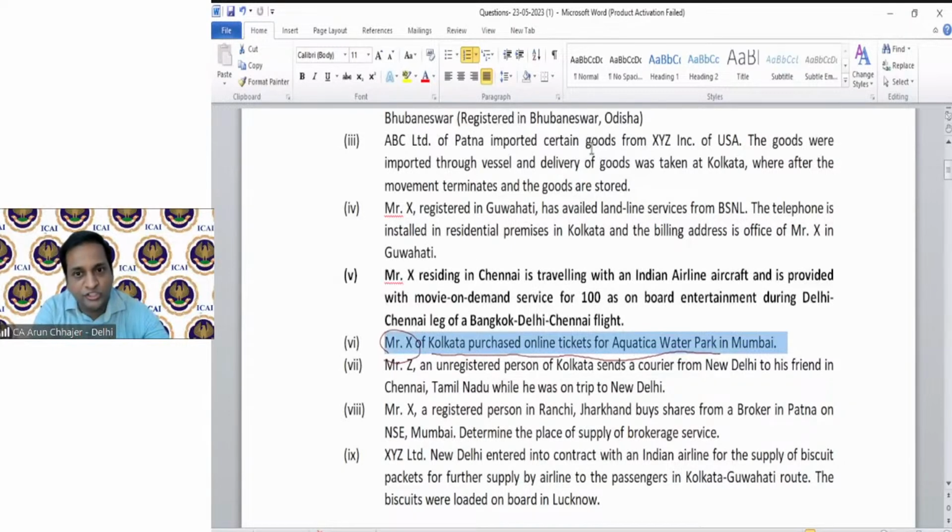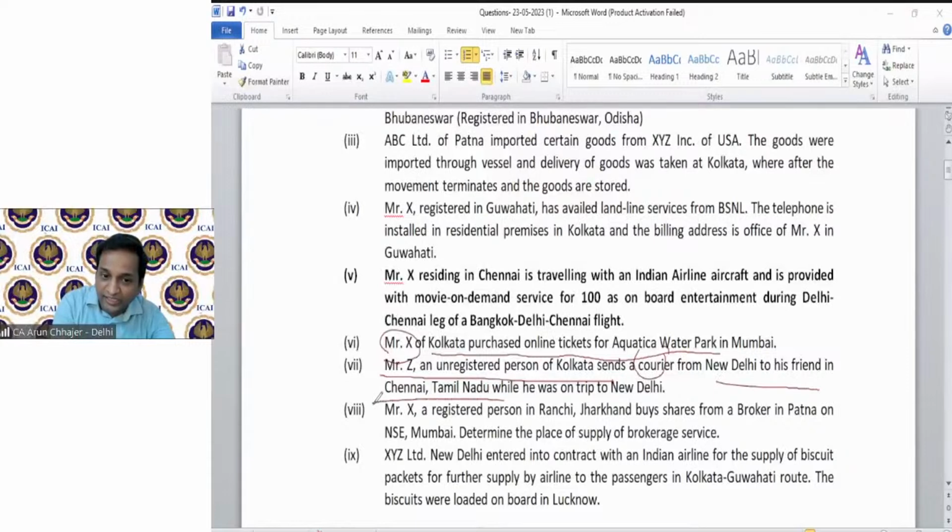Our next question is: Mr. Z, an unregistered person of Kolkata, sent a courier from Delhi to his friend in Chennai, Tamil Nadu, while he was on a trip to New Delhi. What would be the place of supply?